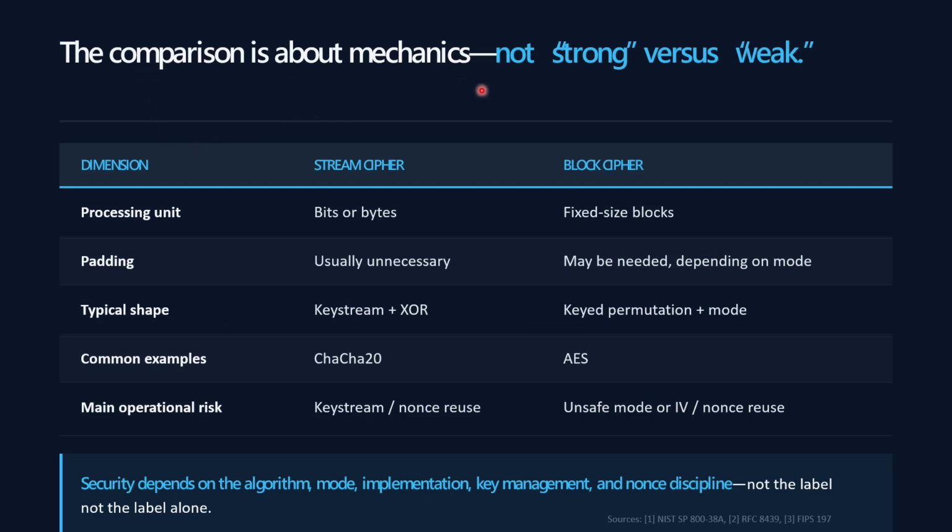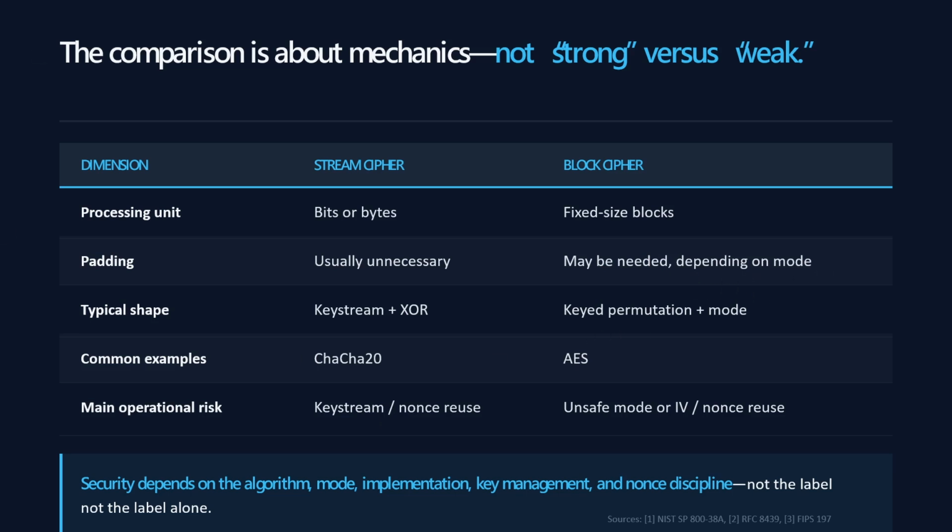Finally, there is a comparison between the stream cipher and block cipher. In a stream cipher, data is processed as bits or bytes, and in a block cipher, it is based on fixed-size blocks. Next is padding. In a stream cipher, padding is usually unnecessary because the keystream is the same length as the plain text. In a block cipher it may be needed, because if we split into 4 bits and there are leftover bits, we need padding to fill 4 bits.